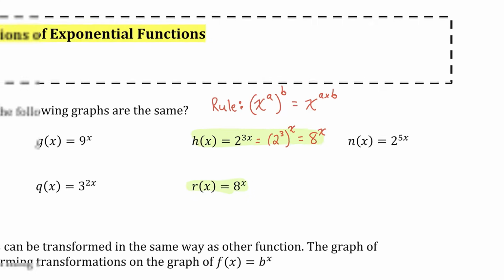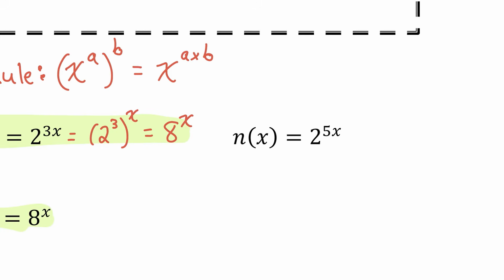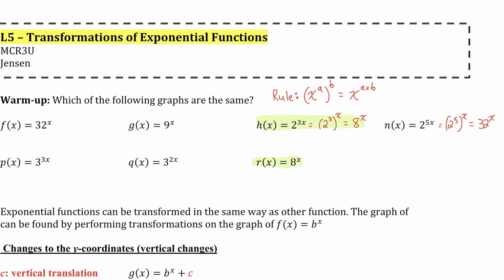Let's see if we can find another pair. I notice I could rewrite that function 2 to the power of 5x. Let me zoom in on it. I could rewrite that as 2 to the power of 5 to the power of x. And 2 to the 5 is 32. So I have 32 to the power of x. Do we have any functions in this group that are 32 to the power of x? Yep, I see it over here, the f at x function. So those ones are a pair.